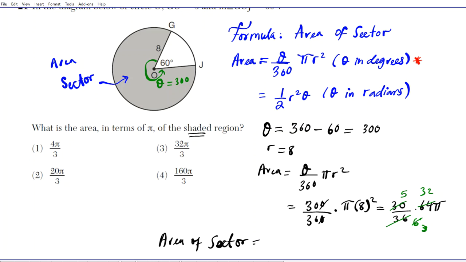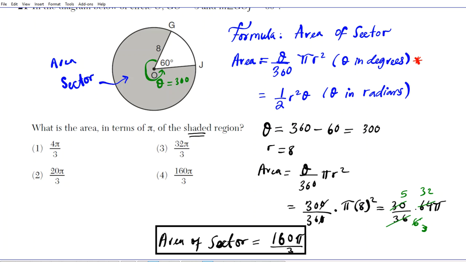If you do it with your calculator, you end up with 160 pi for the numerator over 3 for the denominator. All right? So that is your final answer for question 21.